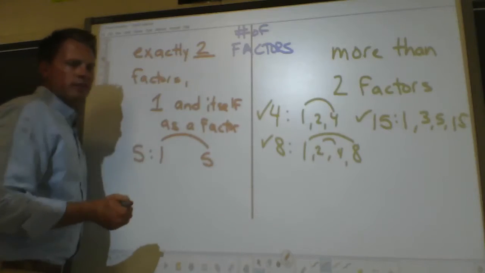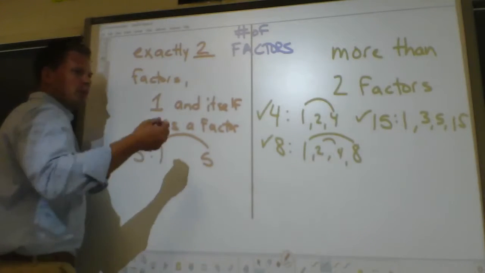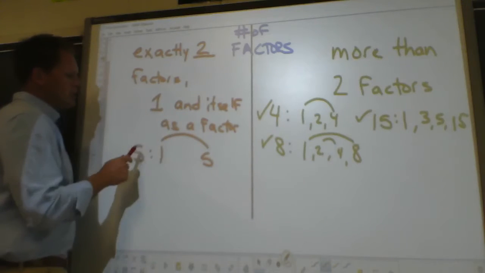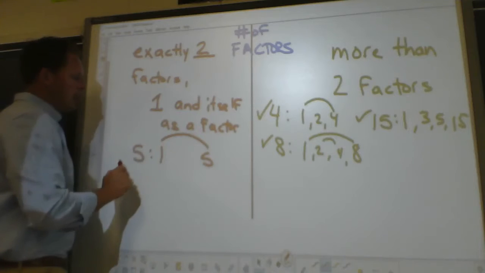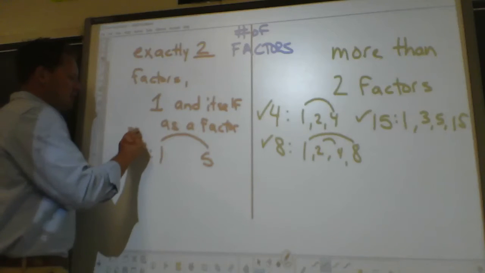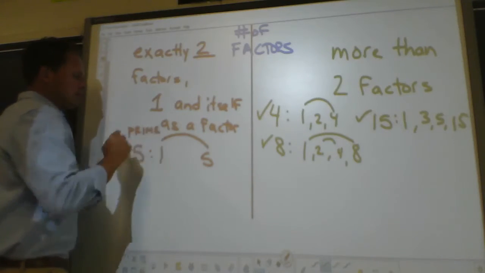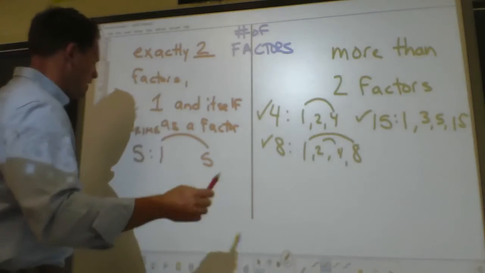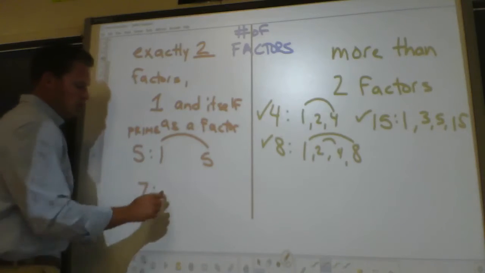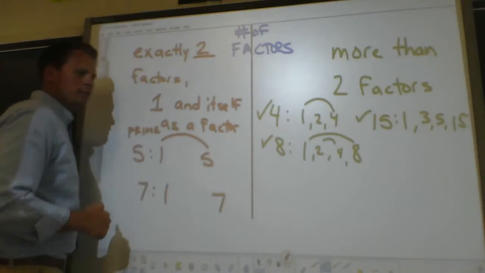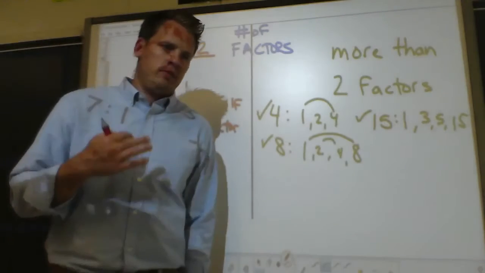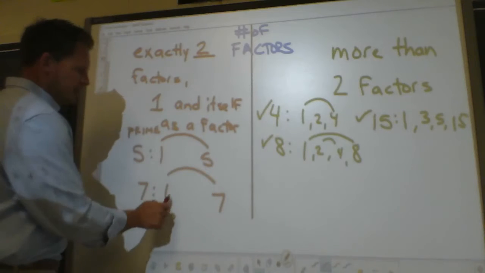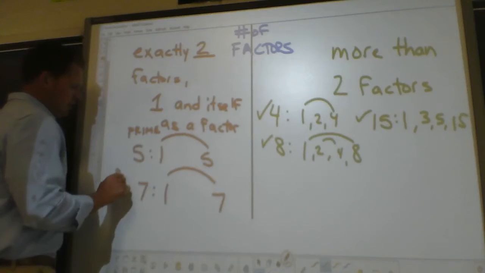All right, does 2 fit into 5? 2, 4, 6. Nope. Does 3? 3, 6. Nope. Does 4? 4, 8. Nope. 5. Nope. The only 2 factors that the number 5 has are 1 and 5. So 5 is prime. Okay, let's think about another number. 7. 1, 7. Does 2 fit into 7? Nope. Does 3 fit into 7? Nope. Does 4, 5, 6? Nope. The only factors it has are 1 and 7. Itself and 1. 7 is prime.